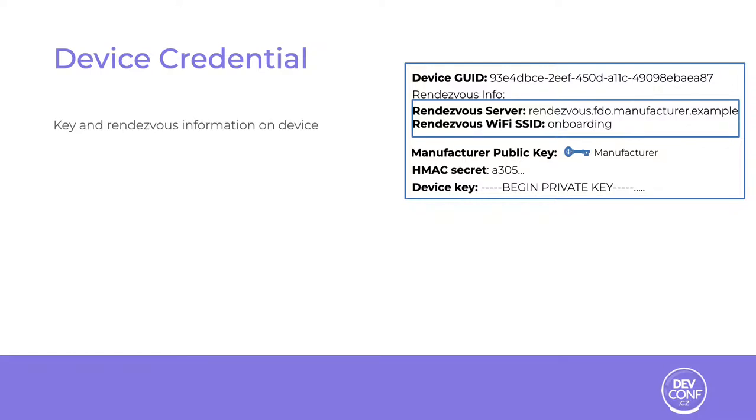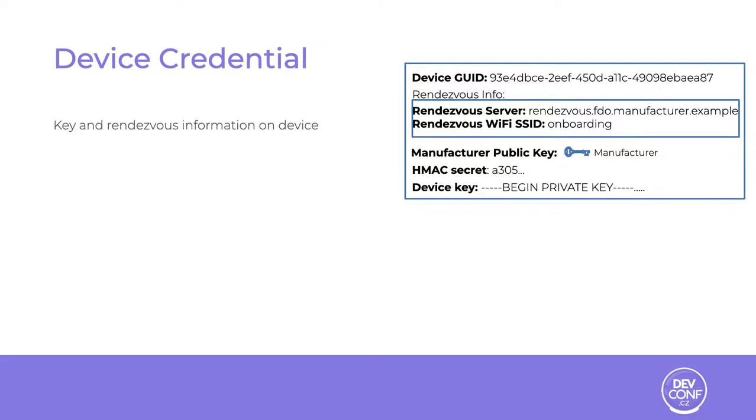It contains the same rendezvous server host name, and it contains, for example, an SSID for a wireless network that is to be used for the actual onboarding. If there's no Wi-Fi network and it's connected via a wire, that entry doesn't have to be there. These are just examples. It also contains the public key of the manufacturer and the actual HMAC secret.